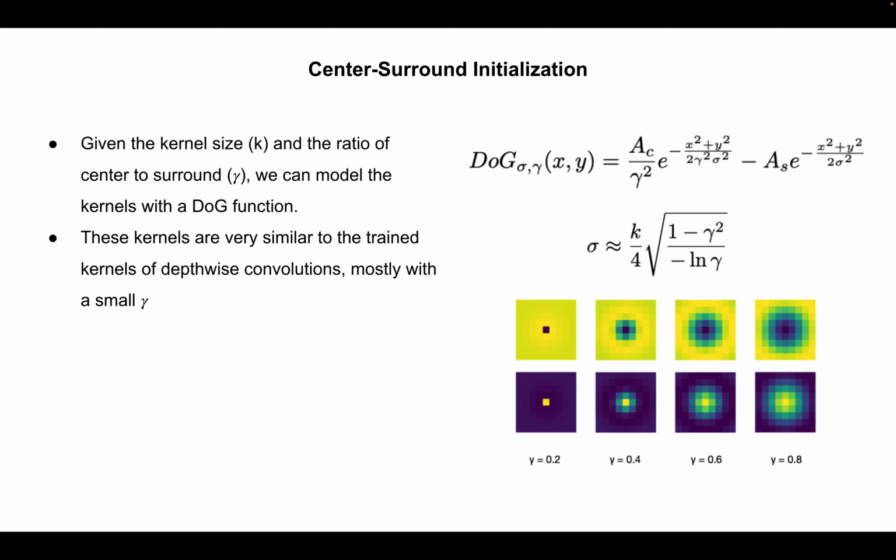Inspired by our discovery, we propose a center surround initialization method for depthwise convolutional kernels. We use the neuroscientific model of DOG, and given the kernel size and the ratio of center to surround, we can calculate the variance as given. As shown, the produced kernels are very similar to the depthwise convolutions, mostly with a small ratio of center to surround.